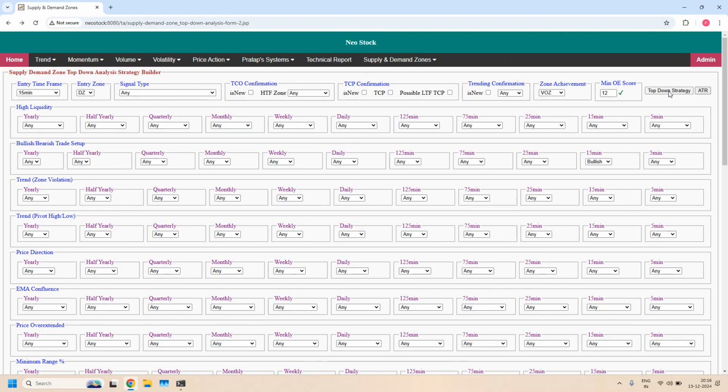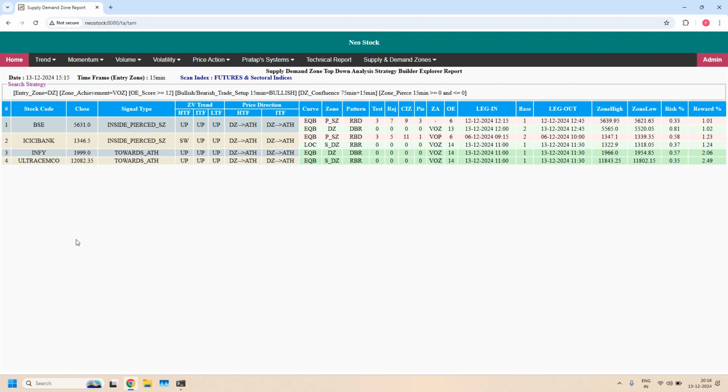So with this filter, we got 4 stocks. In these 4 stocks, these 15 minutes demand zones are part of the 75 minutes demand zone. And 75 minutes trend is up in all these stocks. If any of these 75 minutes demand zones are having daily EMA confluence, they are even more high probability trade setup supported stocks. Let us verify.